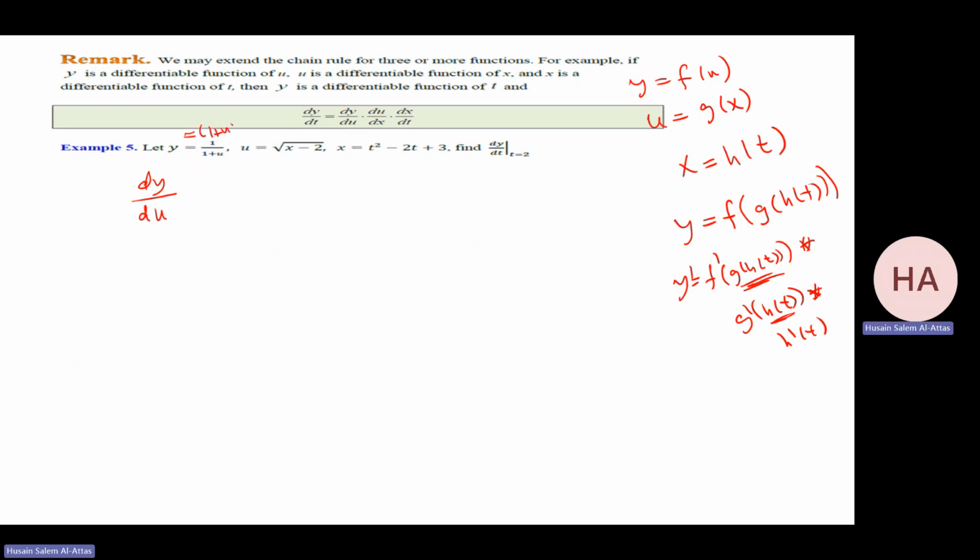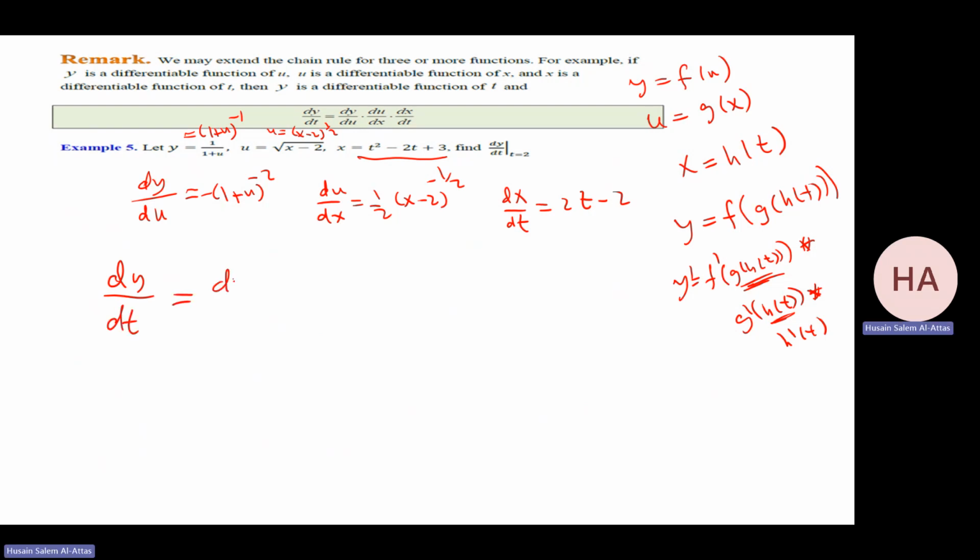This is 1 plus u to the power minus 1. So this will be minus 1 plus u to the power minus 2. Also, I need to find du over dx, where u is x minus 2 to the power half. So that will be half x minus 2 to the power minus half. And then dx by dt, that will be 2t minus 2. So dy by dt will be dy by du times du by dx times dx by dt. So I plug those things here. That will be minus 1 plus u to the power minus 2, half x minus 2 to the minus half, times 2t minus 1.